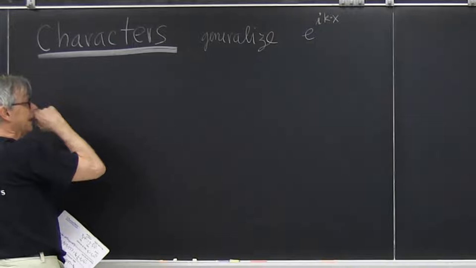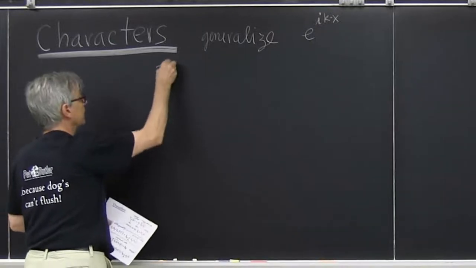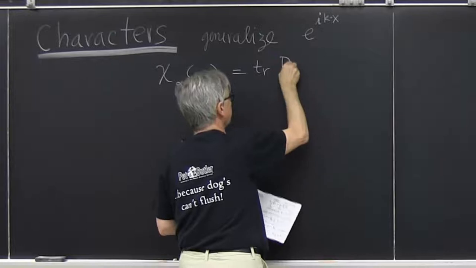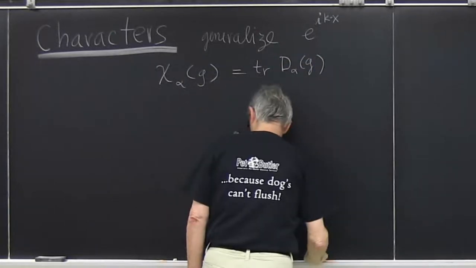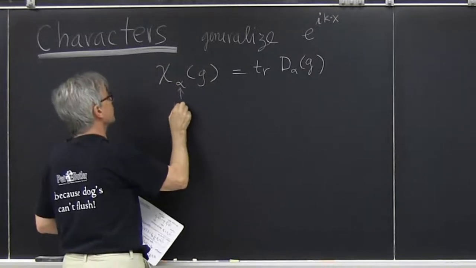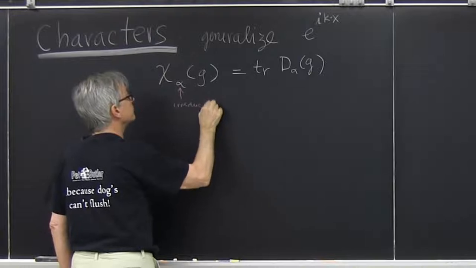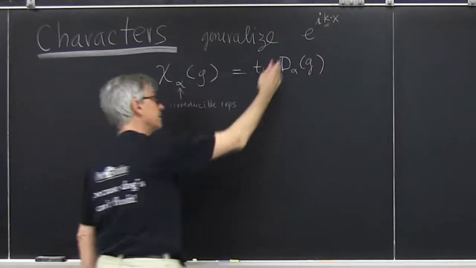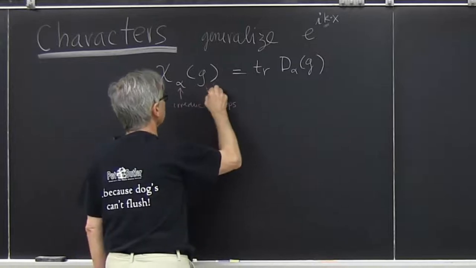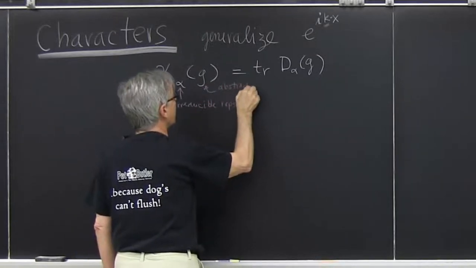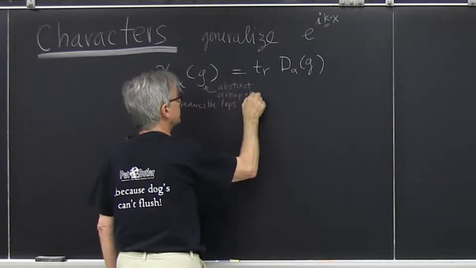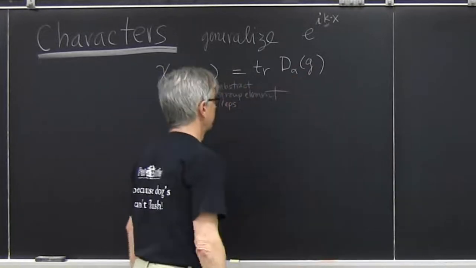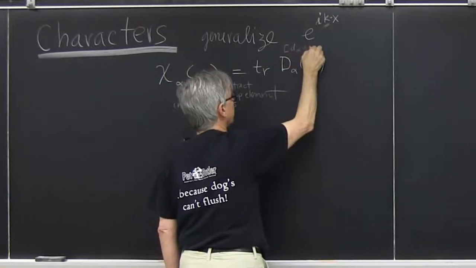And the result of this, now 120 years old at least, is that the character is defined as a trace of a matrix, where alpha labels irreducible representations. In Fourier analysis, they're all one-dimensional, and this is the label of each one. This is the abstract group element. There is a representation, so there is a d alpha by d alpha matrix.